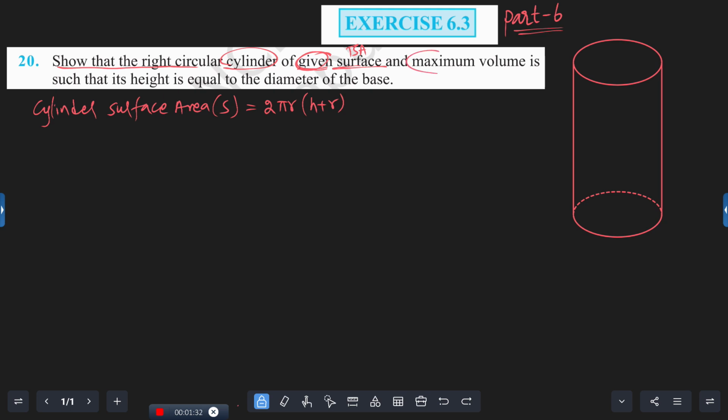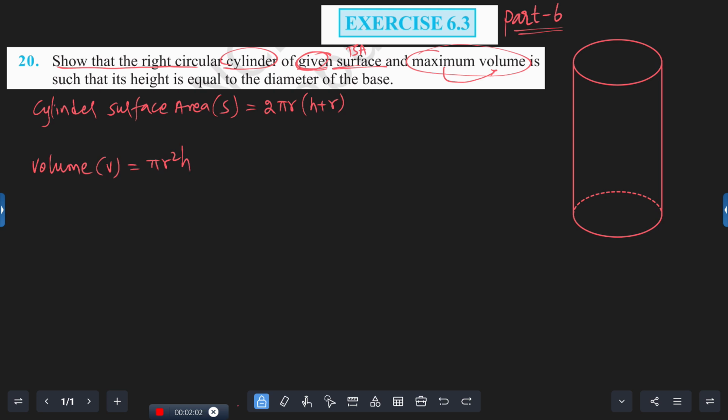Next, maximum volume. See, the word maximum is given along with the volume. Then what do we have to do with the volume? Differentiate. Wherever the words maximum, minimum, greatest, least are there, that one we have to differentiate. So maximum volume means volume V, which is equal to pi r square h. In this we have two variables, one r, another h.